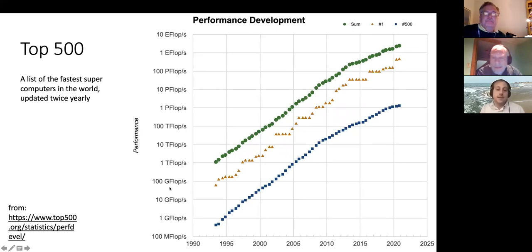Note that the performance is logarithmic, so this is an exponential increase in computing power. This is the number one computer. You can see some years it changes, some years it doesn't. This is the bottom computer. You can see that it trails behind the top one, but it's still increasing. And then the green is the sum of all of them. This looks pretty good. It looks like we're still making exponential increases in computing.